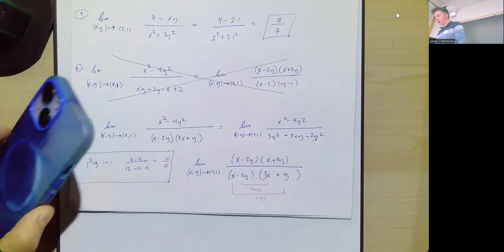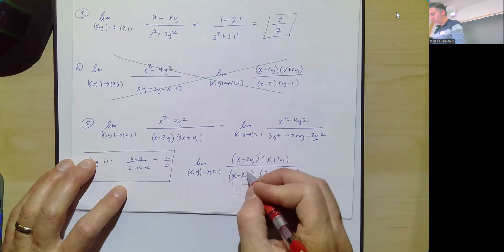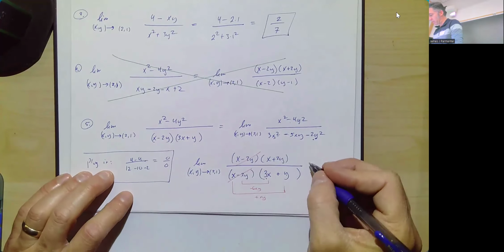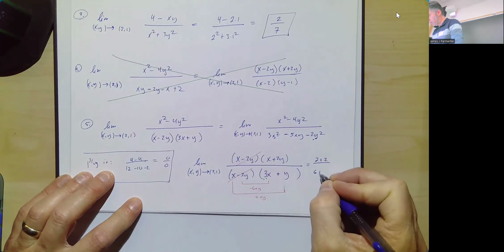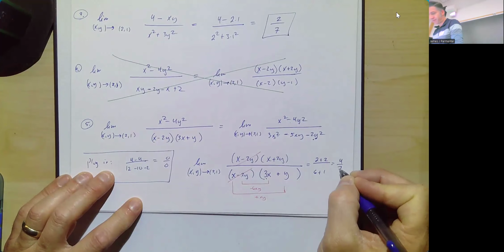And then you can go along and cancel the problem factors and then plug in for the rest and get 2 plus 2 on top over 6 plus 1 on the bottom, which is 4 over 7.